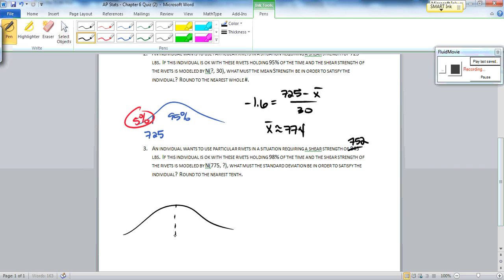So when we look at this, we have a mean of 775. We want success, 98% of the rivets manufactured to have a shear strength greater than 752. So 752 is going to need to be here so that 98% of the rivets have a greater shear strength. Shear strength is increasing here, decreasing here. So that would leave us with 2% of the rivets allowed to have a shear strength less than 752.